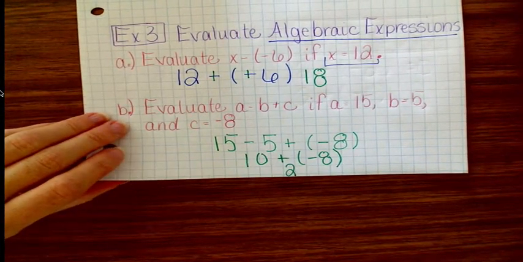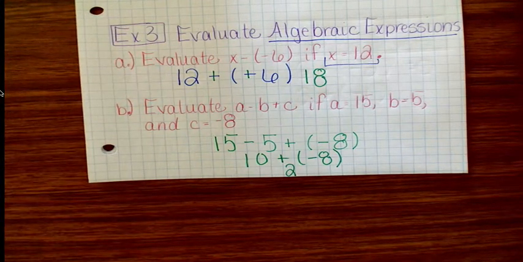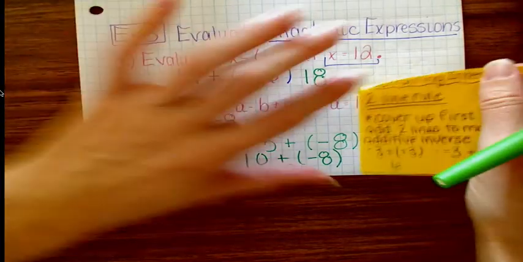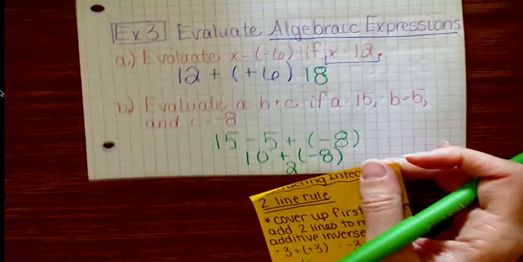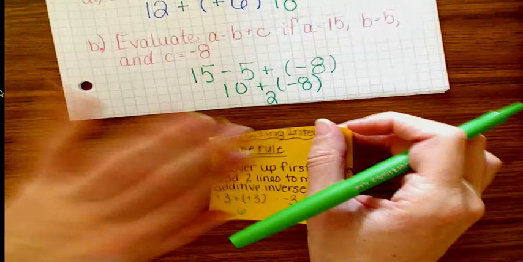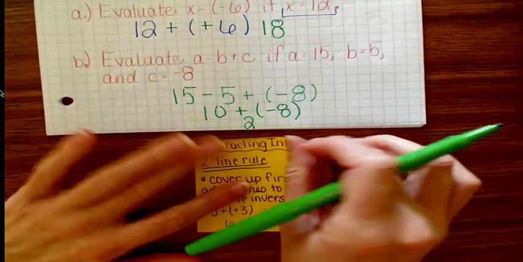Are there any questions over what we went over? All right. I'm going to give you a Post-it note. You're going to put the subtraction 2-line rule up on there. Okay?